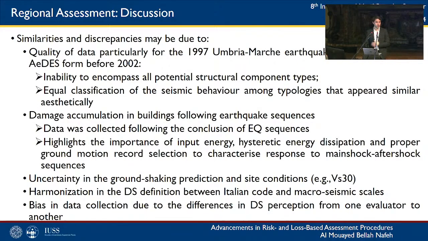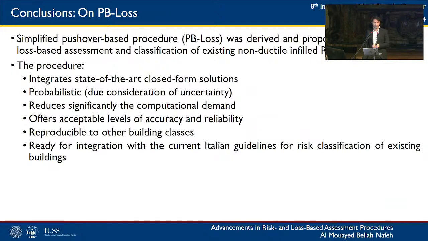The uncertainty of the ground shaking prediction and site conditions can also influence the verification between analytical and empirical fragility functions, as of course the harmonization of damage state definitions between the Italian code and the macroseismic scales, which was a big assumption to begin with. And of course, last but not least, the bias in the data collection due to the difference in damage state perception, meaning the subjectivity from one evaluator to another.